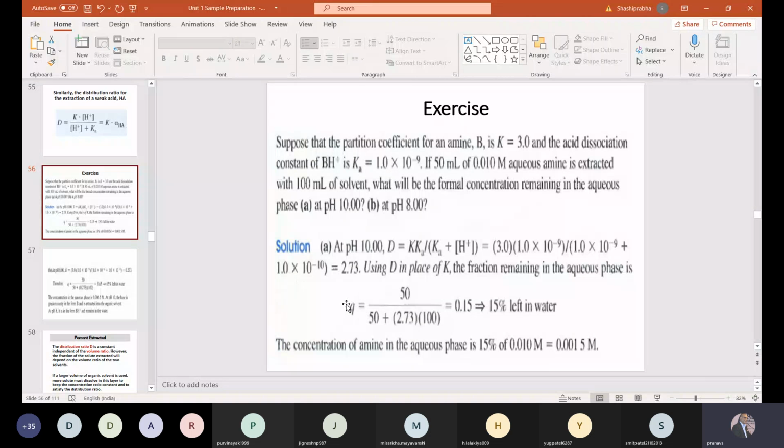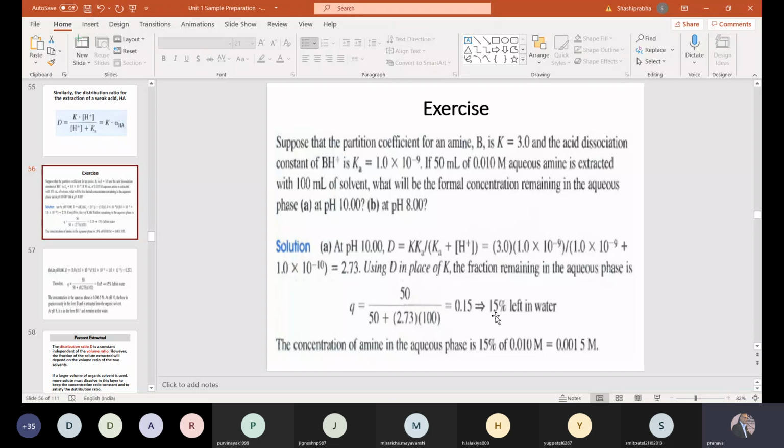Q is the fraction which is in the aqueous phase. So it is 15% which is left in the aqueous phase. That means 85% was extracted into the organic phase at pH 10. If you increase the pH to about 12, you can find that an even smaller fraction would remain in the aqueous phase. So 15% is left, 85% goes into the organic phase.